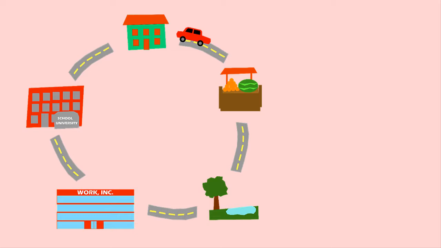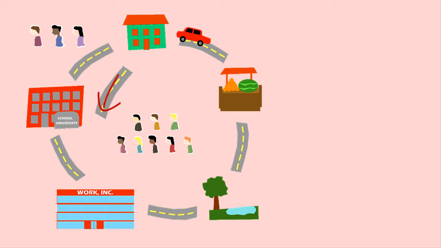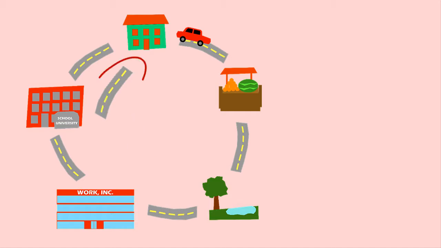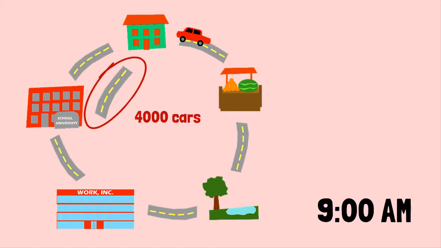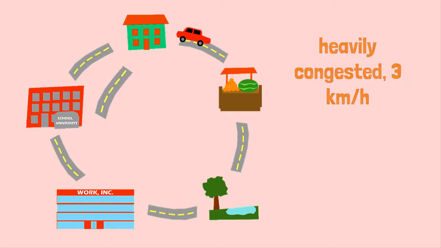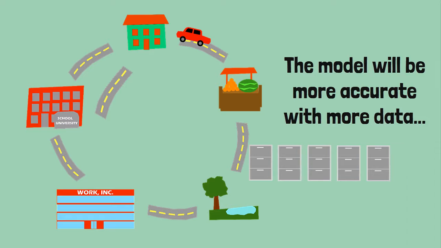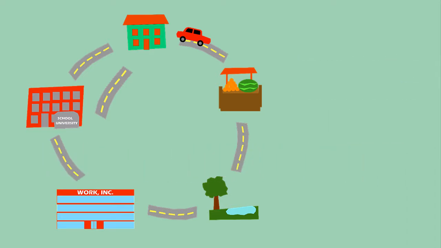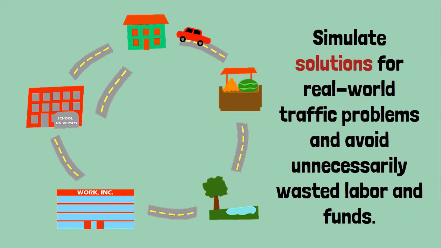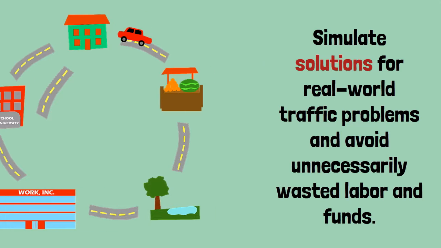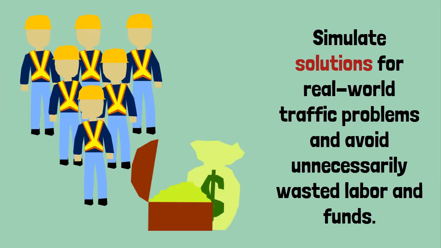For example, you know that more people need to go to the school than to the park, or that they're more likely to take this road, or that a certain number of cars go through this road at certain times, and there's always this much traffic. And of course, the model will be more accurate the more data there is. But regardless, the model will provide the ability to simulate solutions for real-world traffic problems and avoid unnecessarily wasted labor and funds.